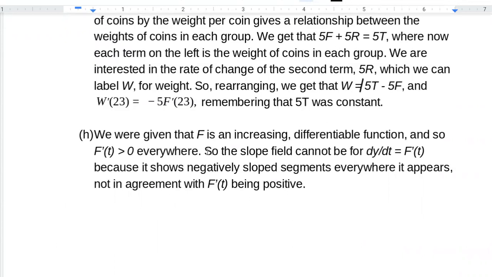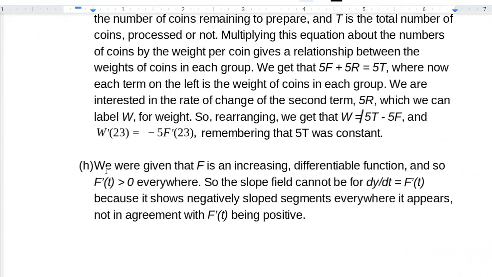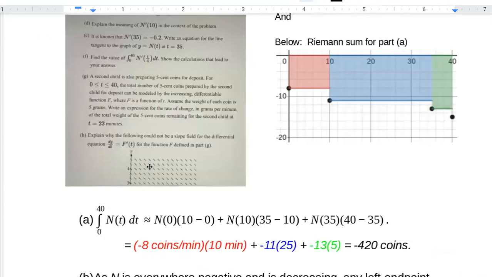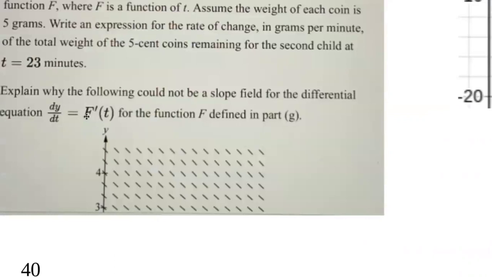Taking a look at that slope field, it could not work. We see it seems to be slope negative everywhere, the part that I can see here anyway. We just need one spot where it's negative, because this one's supposed to be always increasing, so its derivative would always be greater than 0. And we're seeing a bunch of negative slopes here, so this wouldn't work.